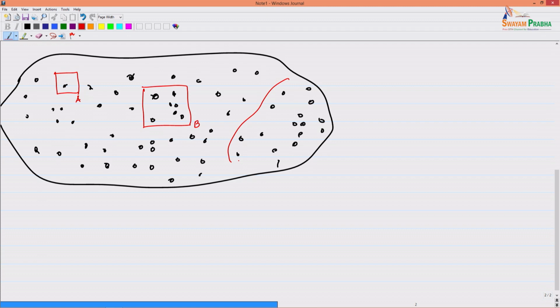Or for example, maybe I could have a domain something like this. So, this could be a domain as well, C.